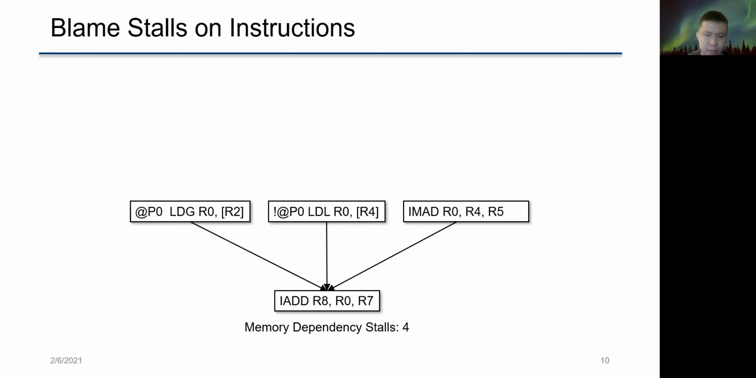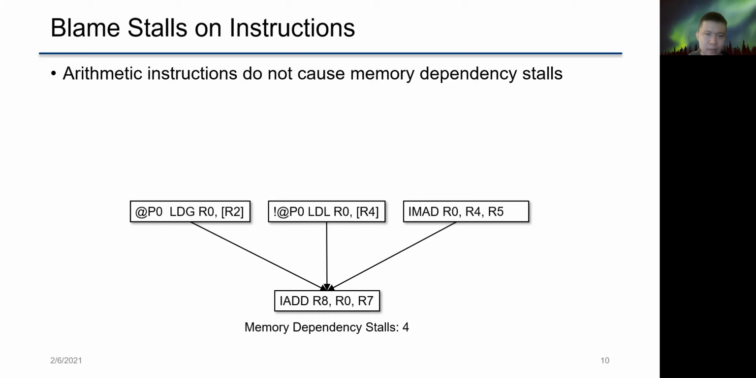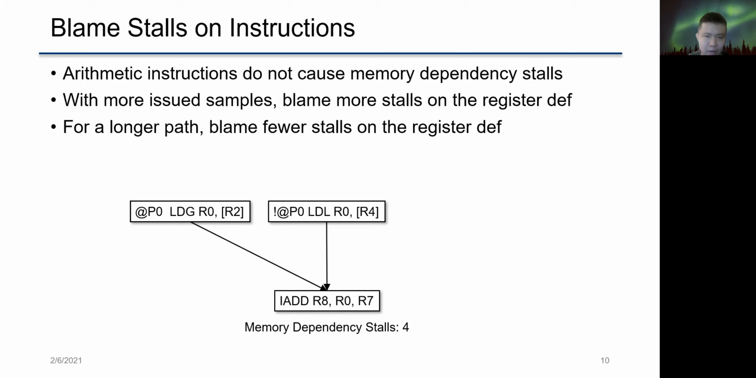So after constructing this memory instruction dependency graph, we still have some false positives. For instance, assuming that arithmetic instructions do not cause memory dependency stalls, we can eliminate this edge from the instruction dependency graph. Then after pruning these false positive edges, we could still have some nodes with multiple incoming edges. In this case, we apply several rules to apportion the stalls to its sources.